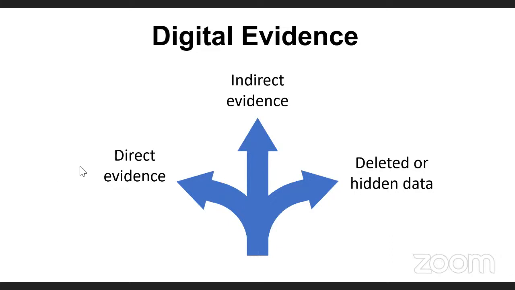We have different types of digital evidence. First one is direct evidence, indirect evidence, and deleted or hidden data. Direct evidence means it is connected directly, proves a fact, such as emails, documents, or chat logs. Indirect means we can provide the basis of inference, such as metadata or system logs. And finally, deleted or hidden data means recovering data that has been intentionally or unintentionally deleted. We can recover deleted files from our systems. That is called deleted or hidden data. These are the digital evidences.